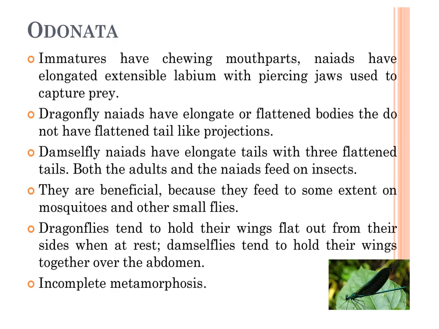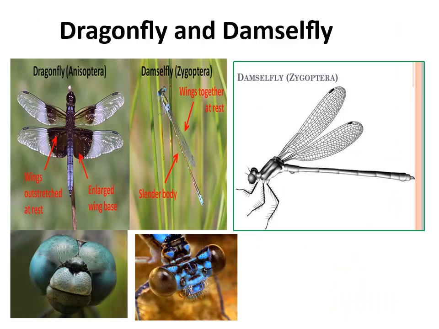The other major thing is that the Odonata have been further divided into two suborders. One is Anisoptera, the other one is Zygoptera.